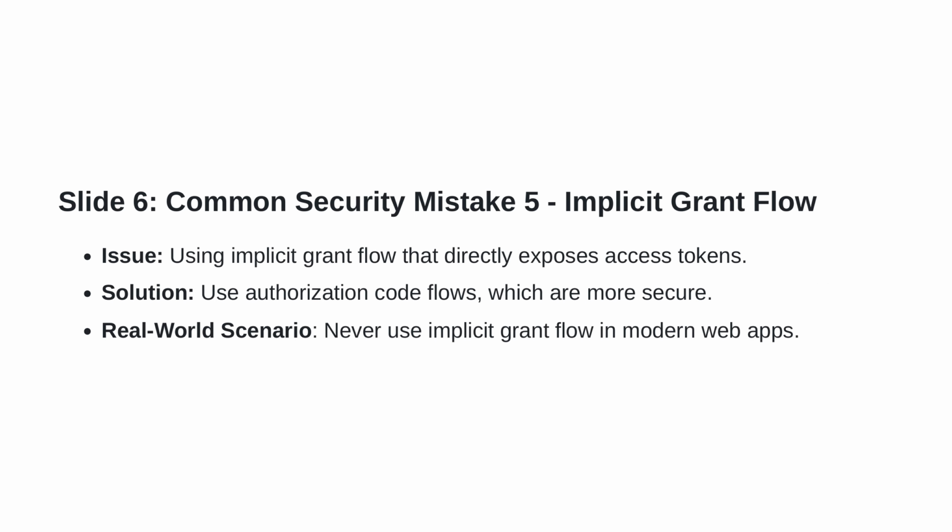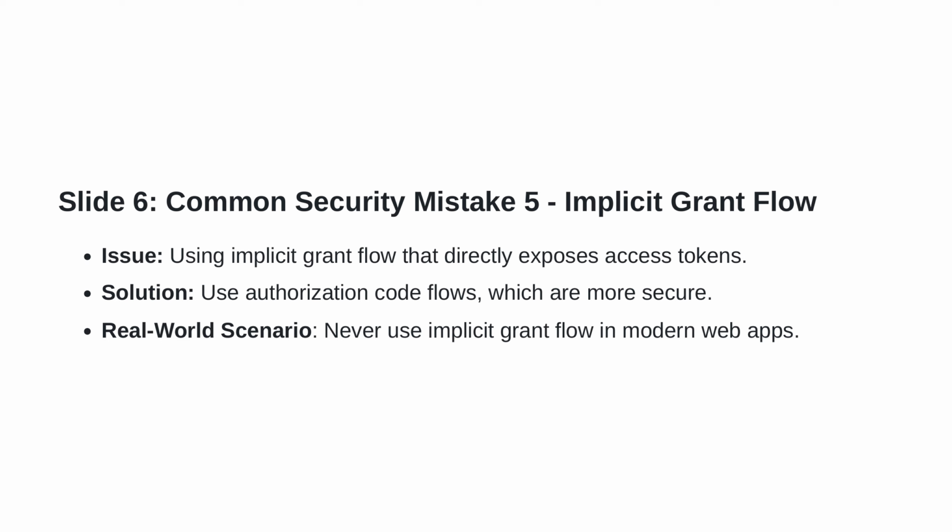As we move on to our next common security mistake, let's delve into the topic of implicit grant flow. In the world of security, using implicit grant flow is considered risky. The main issue at hand is that it directly exposes access tokens. This practice is not recommended due to potential threats and exploitation. So, what can be done to mitigate this risk? Instead of using the implicit grant flow, it is advised to use authorization code flows. They are generally considered more secure and provide a higher level of protection against security threats.